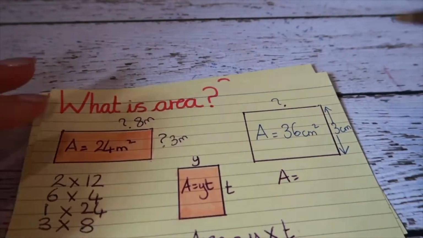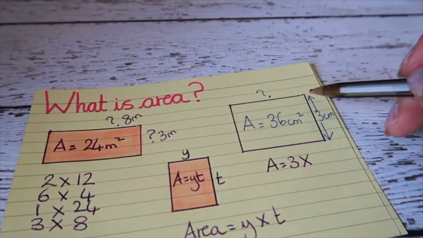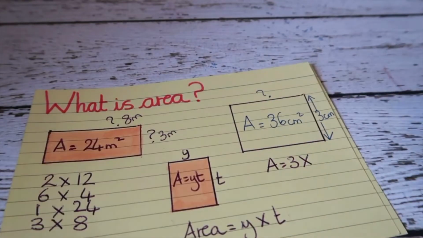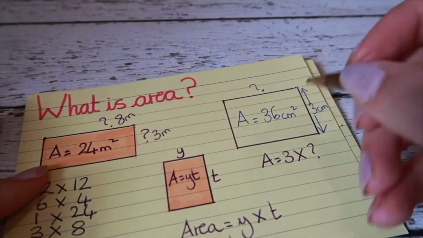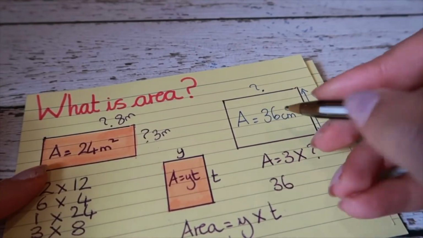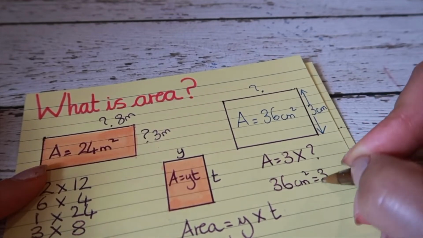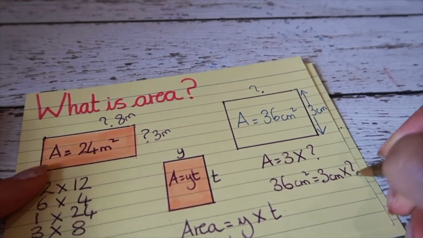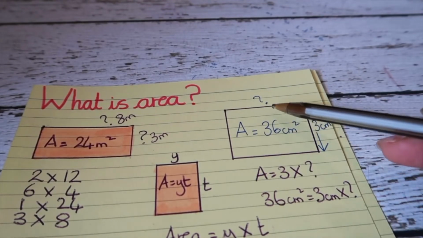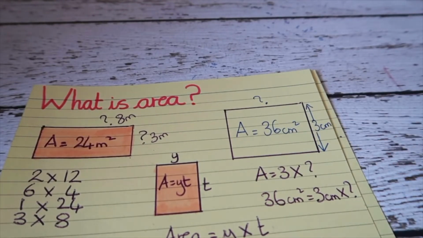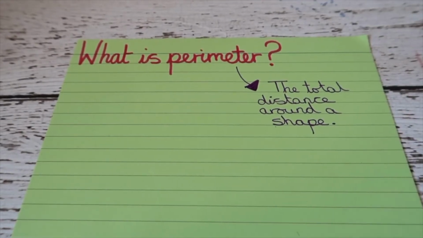So the area is where we multiplied the width, which we know is 3, by the length. And we don't know what the length is, but that's what we need to work out. So I could just put a question mark there. So if the area is 36, 3 multiplied by a number is equal to 36. So that's what we've got to figure out now. If you know your times tables, you'll realise that 3 times 12 equals 36. Okay, we're going to leave area there for now, and we're going to come back to it later.